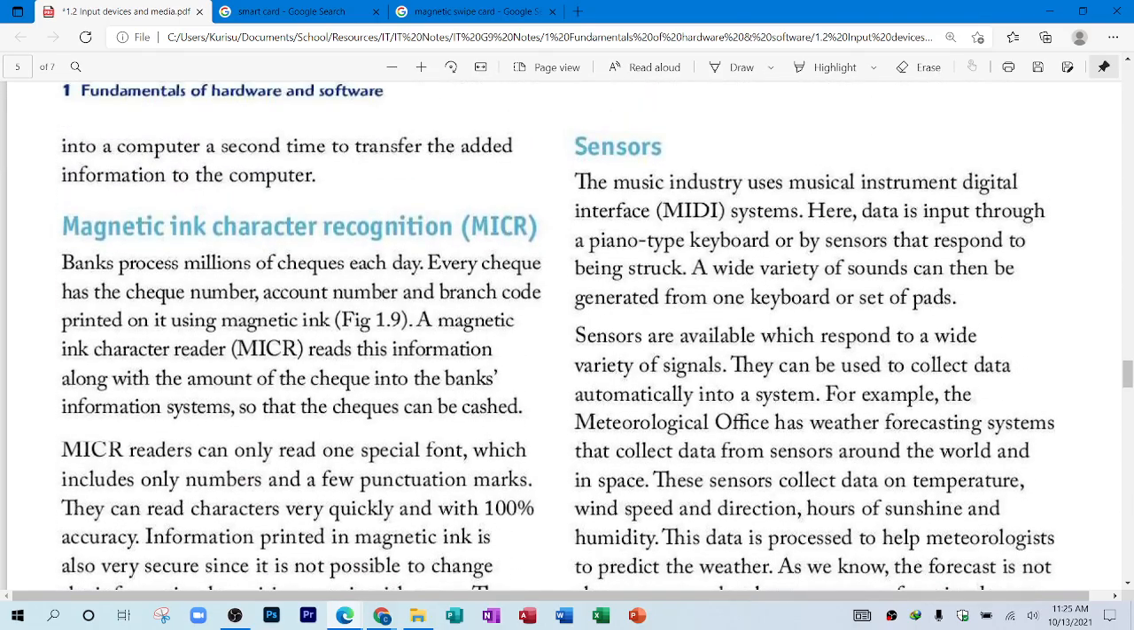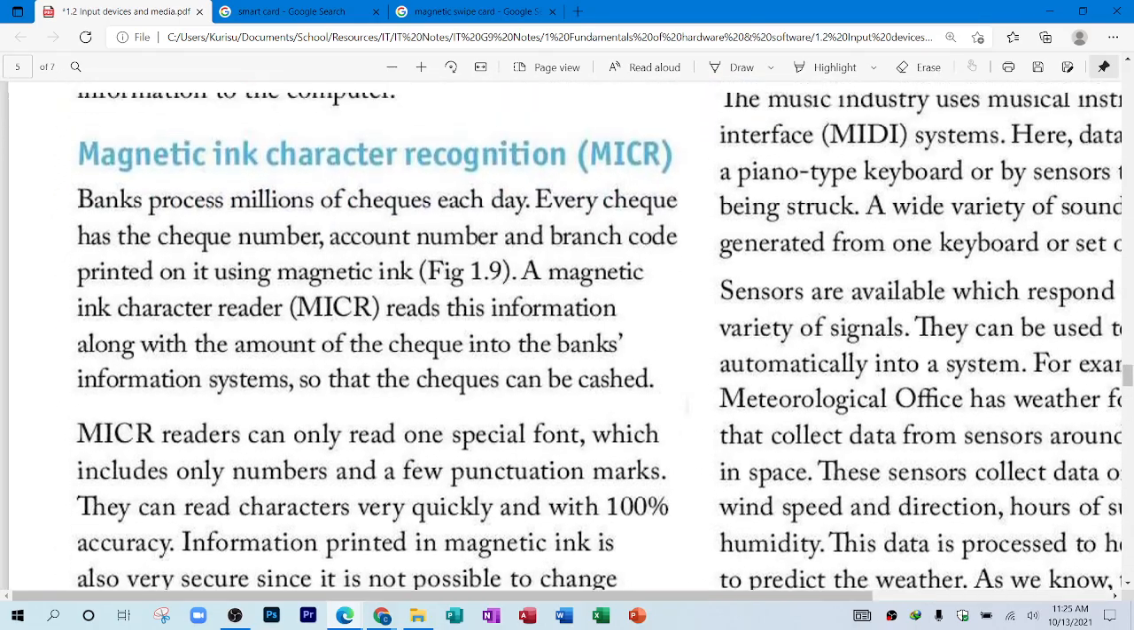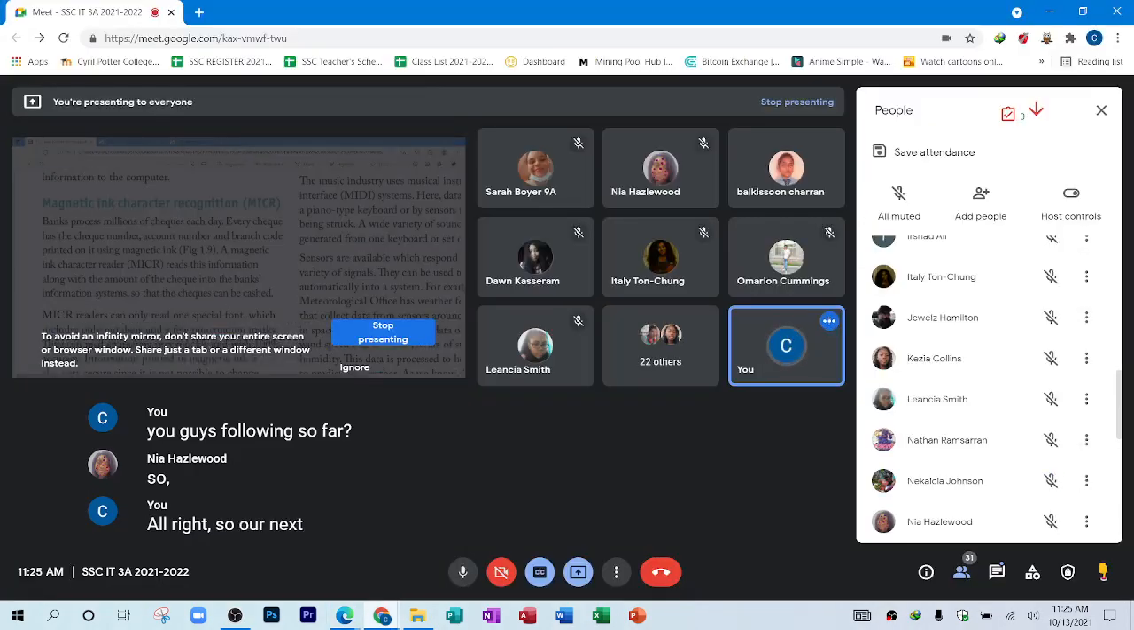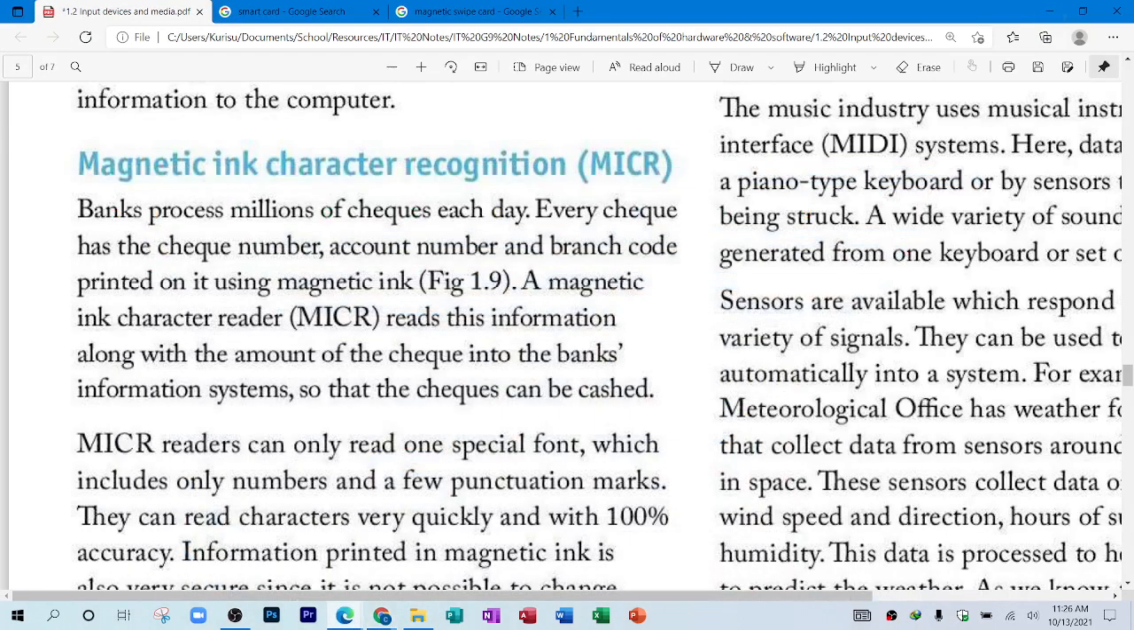Alright, we have two more devices to look at. Are you guys following so far? Yes, sir. Alright, so our next device, the MICR, we're gonna have Nathan. Nathan, can you read for us? Yes, sir.